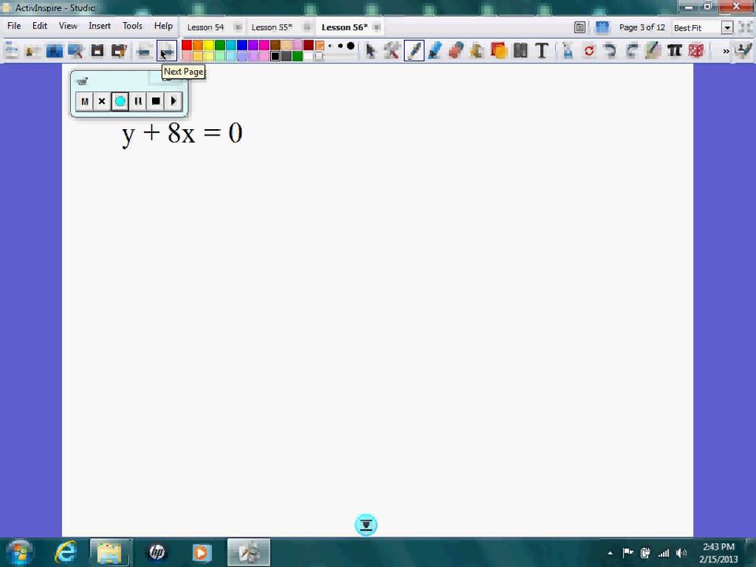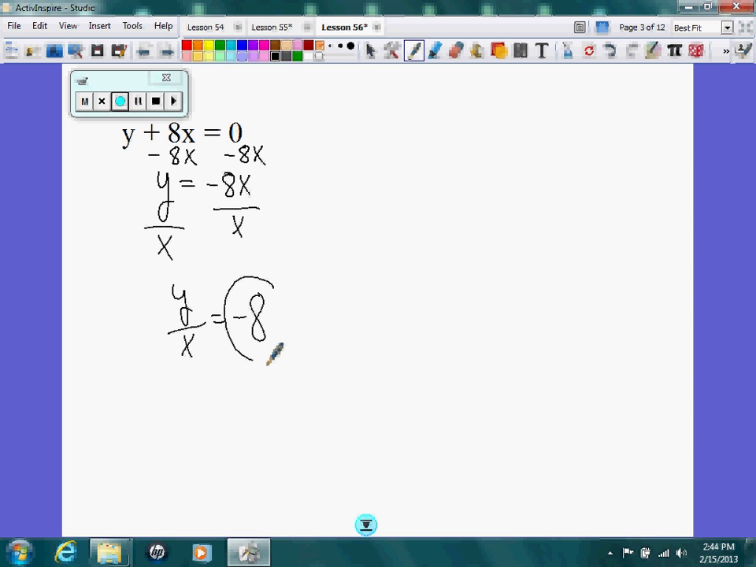Does this represent direct or inverse variation? Well, let's see. I don't see any division here, but we could manipulate this formula a little bit. We could subtract 8x from both sides, and we would have y is equal to minus 8x. And then we could divide both sides by x, and we would have y over x is equal to minus 8. Minus 8 is a constant, and here is our division. So this is direct variation.